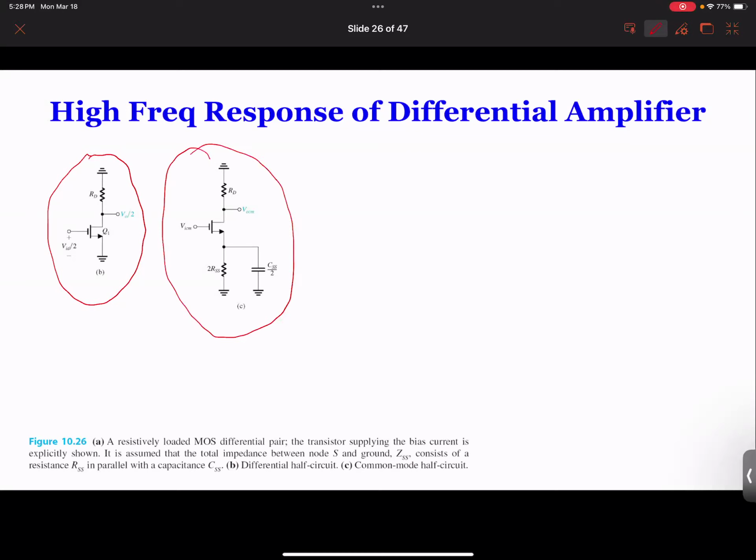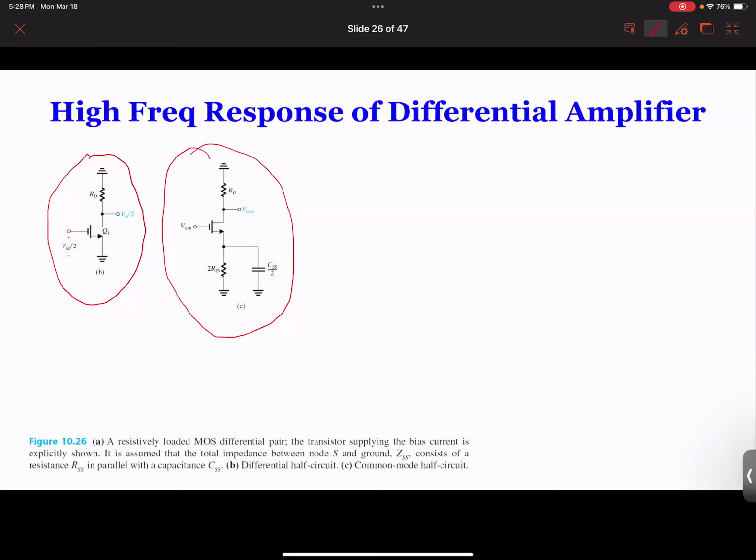For the common mode input, we now have to consider the resistance and the capacitance. So this is the half circuit. In the half circuit, remember we doubled the resistance before, but now we divide CSS by 2. Why don't we double it? Why do we divide it? Because impedance is 1 over omega C. When you're splitting, the capacitance doubles, that's why you see the resistance doubles but the capacitance is divided by half. So this is the common mode circuit.